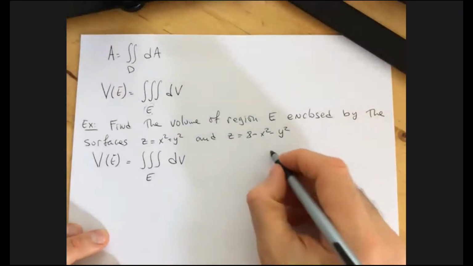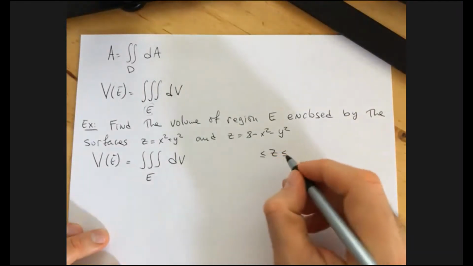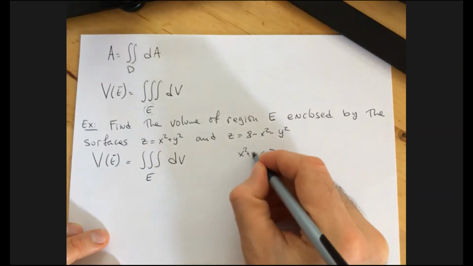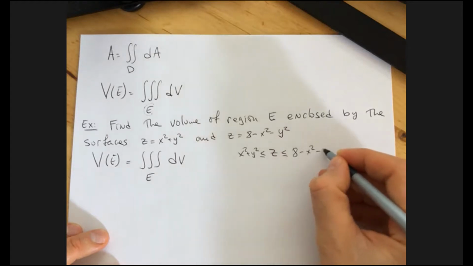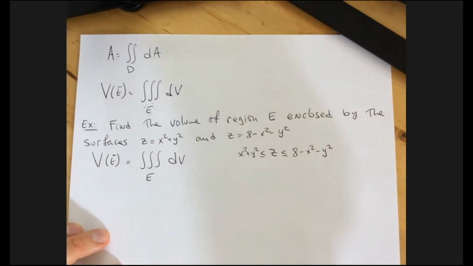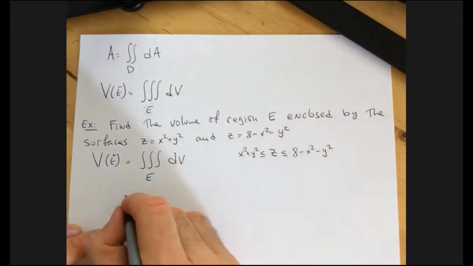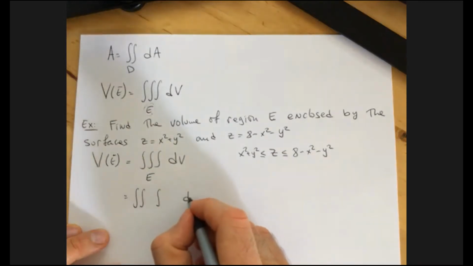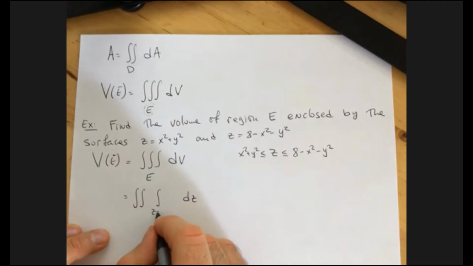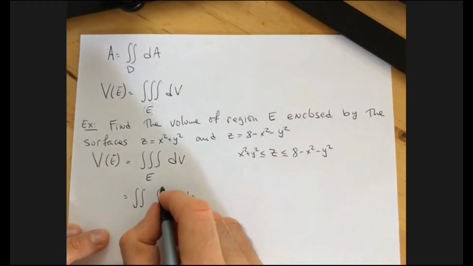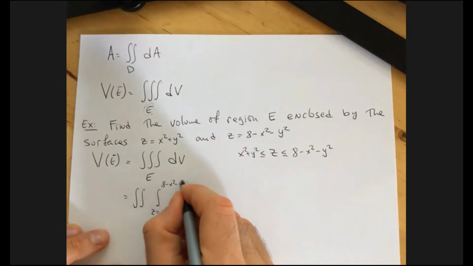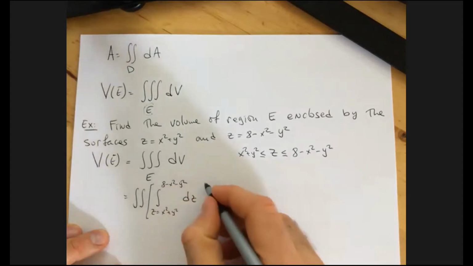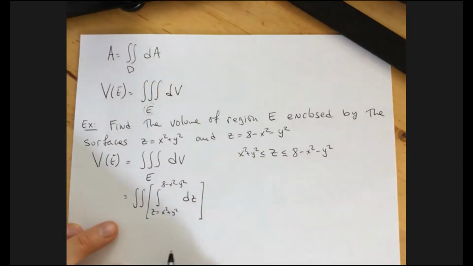So z is going to be above x squared plus y squared and below 8 minus x squared minus y squared. Okay, so I'm done with the z value. So this is going to be the double integral of the integral dz, where z starts from x squared plus y squared and finishes with 8 minus x squared minus y squared. Of course, you don't have to do this step. I'm just explaining this at the beginning.